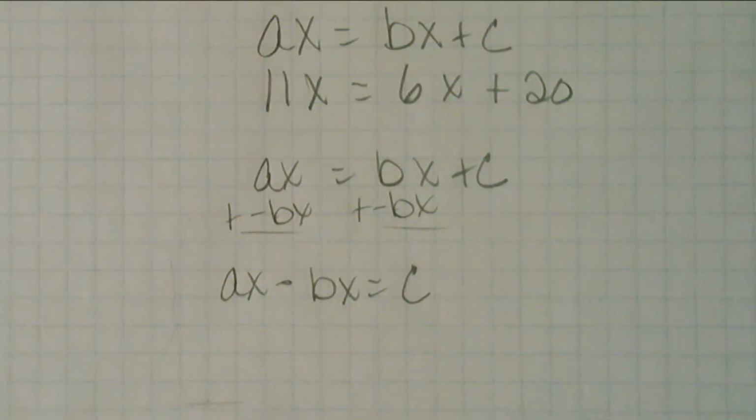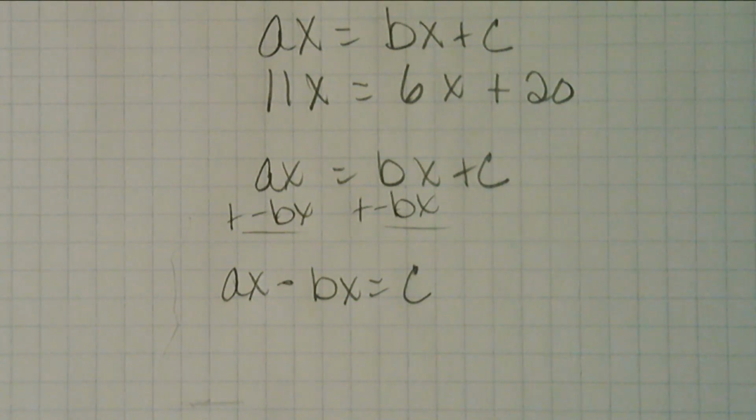All right. So get both x terms on the same side, and then think the distributive property in reverse. How many of you guys have ax minus bx equals c? You guys cool with that? Okay. If I say to you, use distributive property in reverse on that left side, what do you think that means I'm telling you to do?